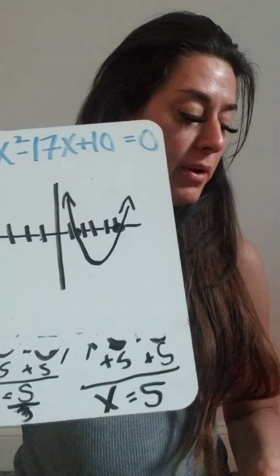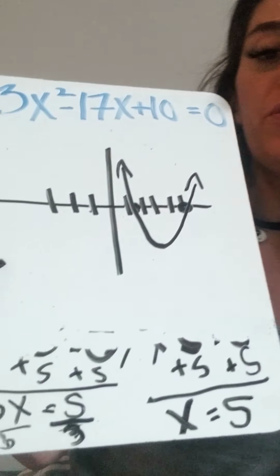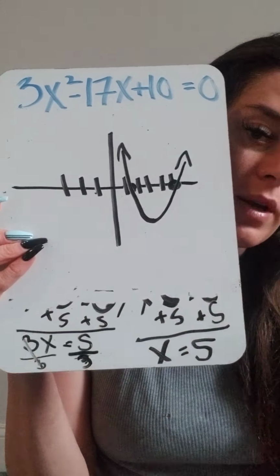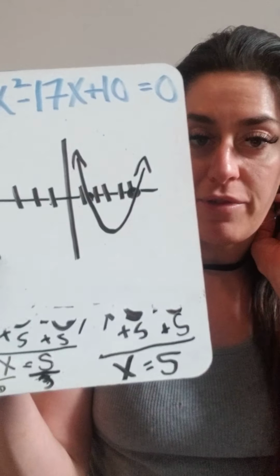Okay? But the purpose of this was just so you know what I'm asking for. If I say solve a quadratic by graphing, and I would ask for the 2 solutions, one being 5, the other one, you can leave it as a fraction, 2/3.